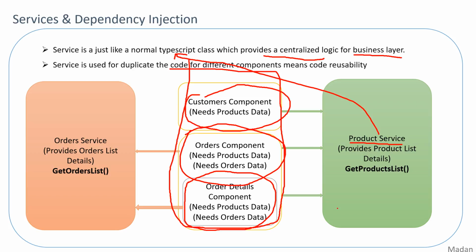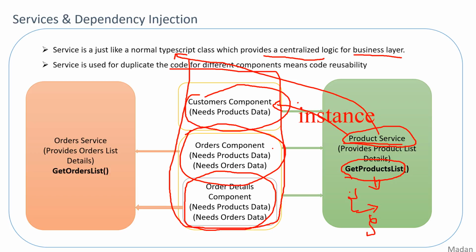So I can create one common method, getProductsList, and give the instance of this service to each component. The customer component can pick that instance and, based on it, call getProductsList, where I write the common logic. In the same way the orders component can create an instance of this product service, and I can pick up getProductsList in order details also.